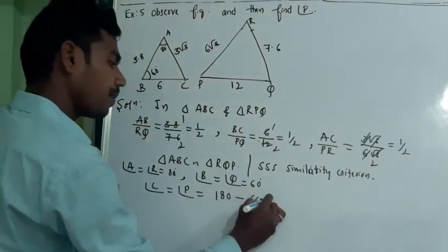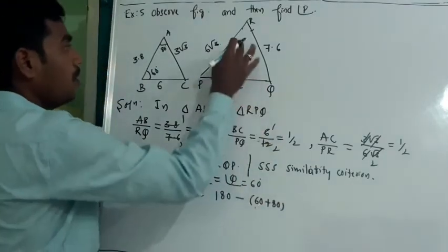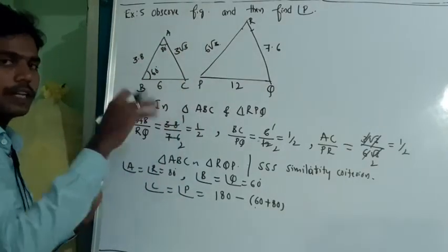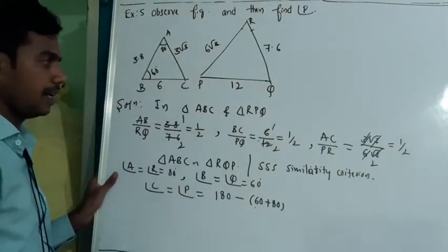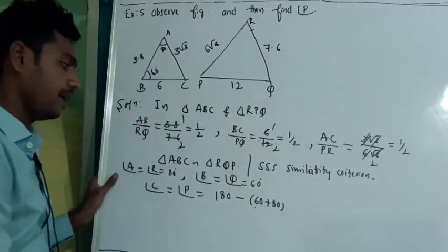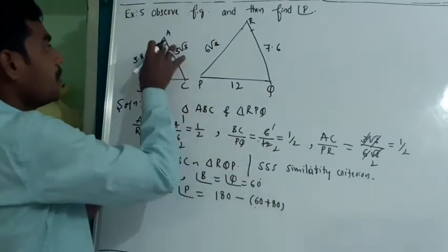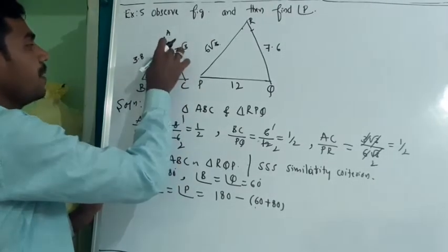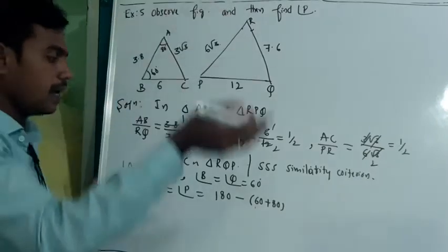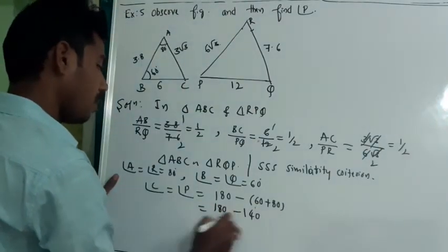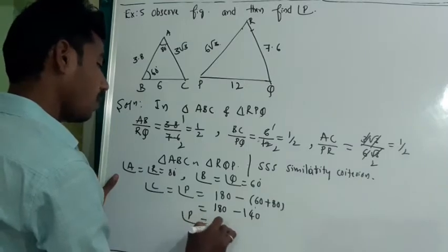See, we know these two angles. To find the third angle, I need to subtract from 180 degrees, because the sum of all three angles in a triangle is equal to 180 degrees. So if I subtract the sum of these two angles from 180, I will get the third angle. That is 180 minus 140. So angle P is equal to 40 degrees.